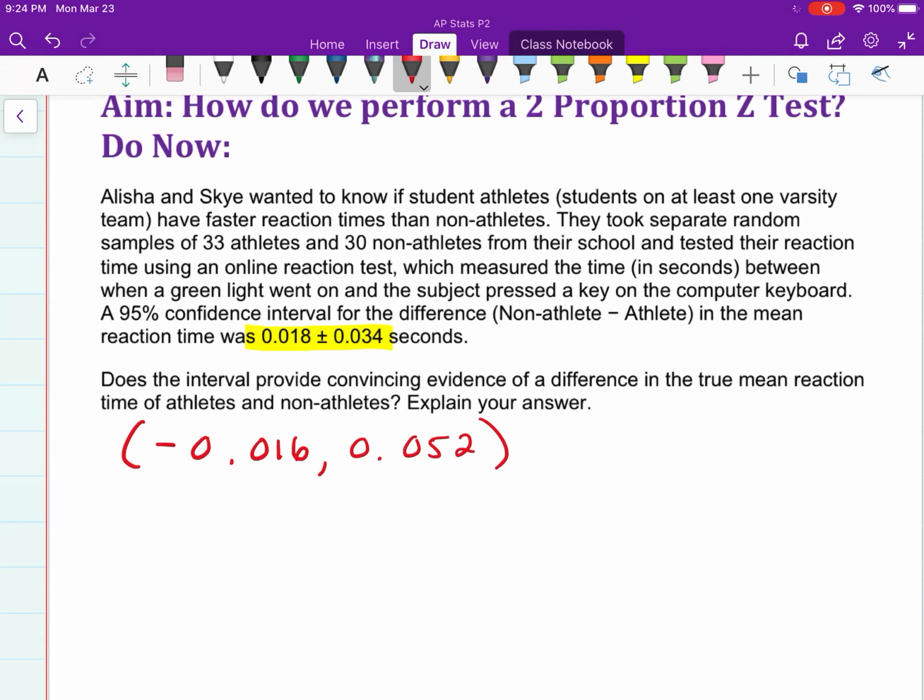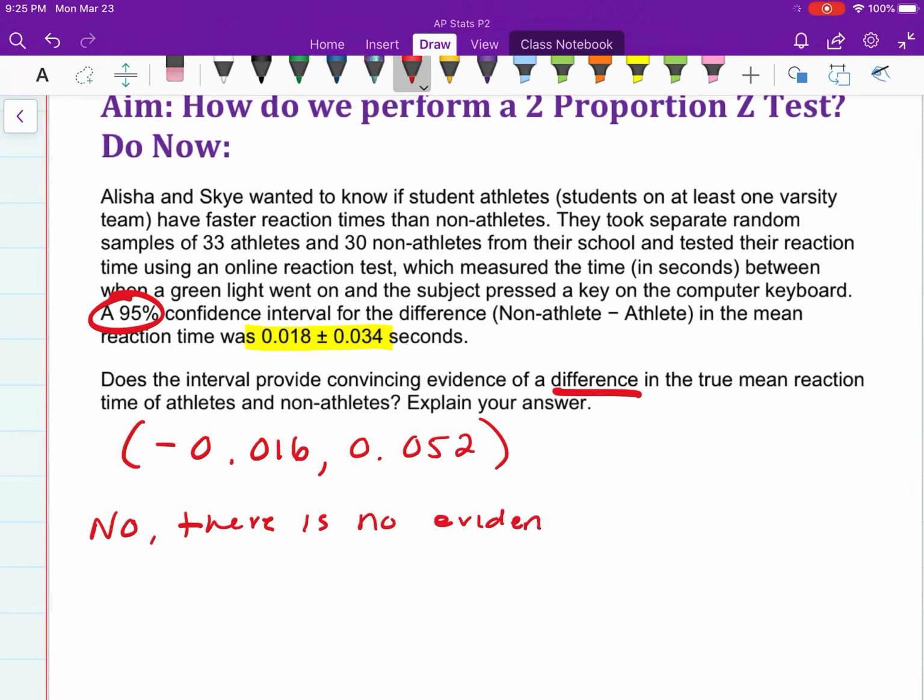So this is the confidence interval, specifically a 95% confidence interval for the difference, non-athlete minus athlete, in the mean reaction time. Does the interval provide convincing evidence of a difference? Is there evidence that the two proportions are different? Do athletes have a faster reaction time than non-athletes? While looking at this confidence interval, I notice that it contains the number 0. 0 is in between those two numbers. So I'm going to go with no.